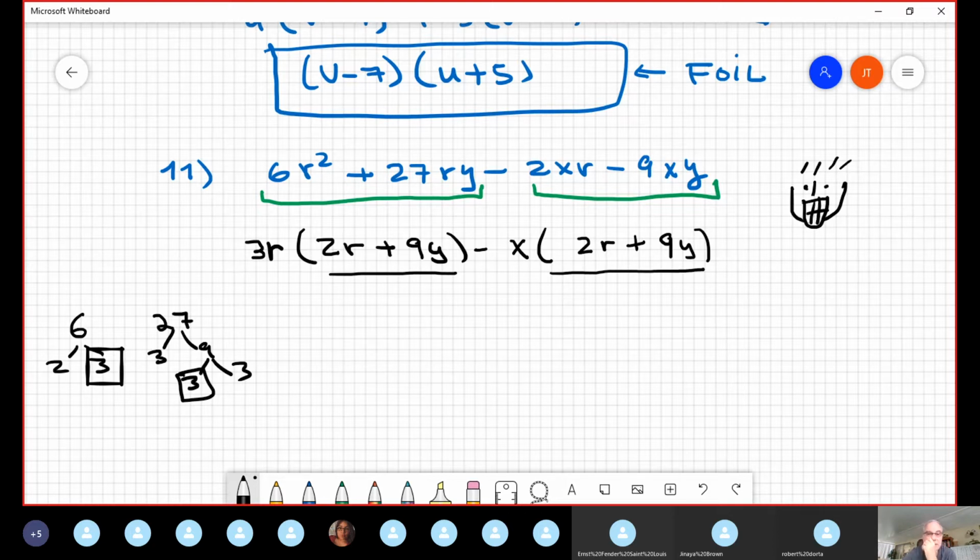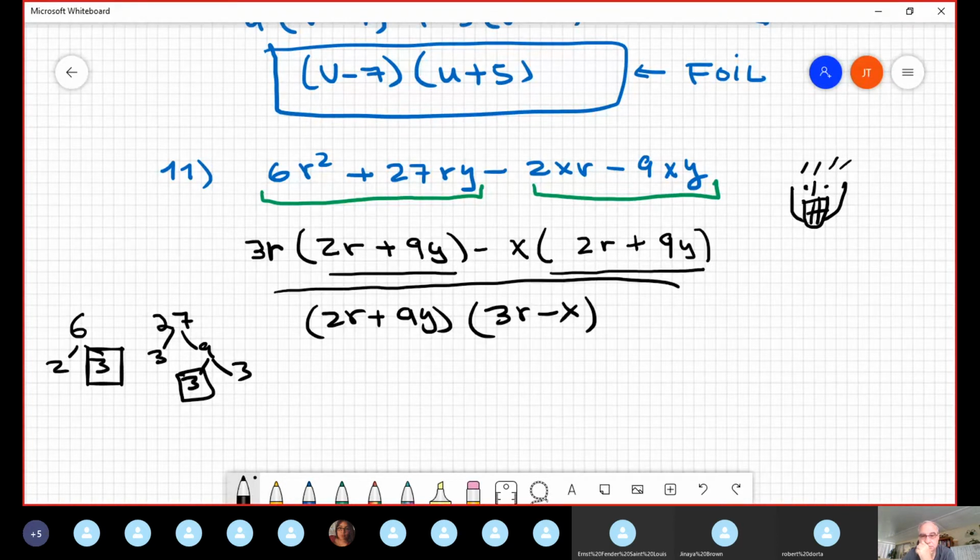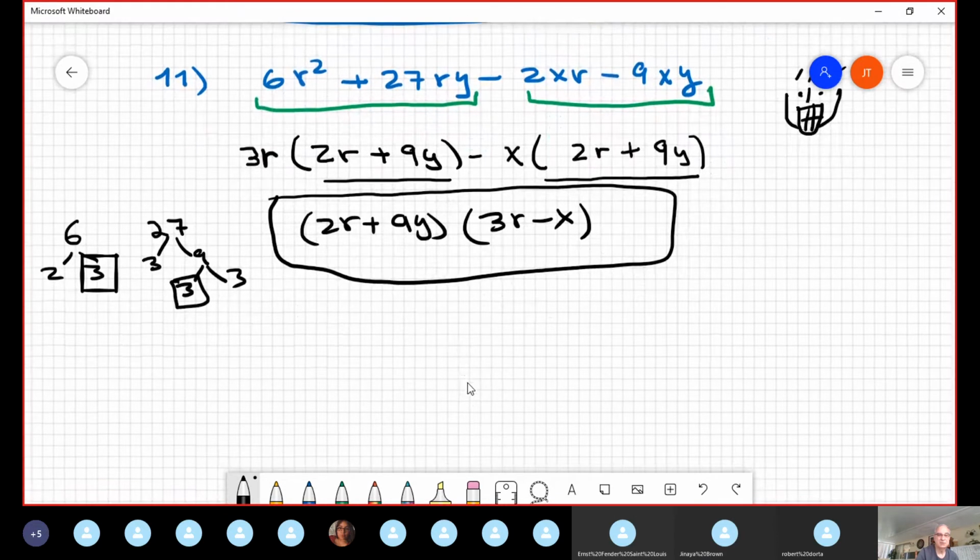Okay? I can see 2R plus 9Y is a common factor. And inside the last parenthesis, we have 3R minus... Done. Factorization by grouping. It's important. Sometimes you need to analyze if it is positive or negative. But what's the most important idea when you are doing the factorization? If this factor and this factor are the same, we are doing well. Otherwise, no.